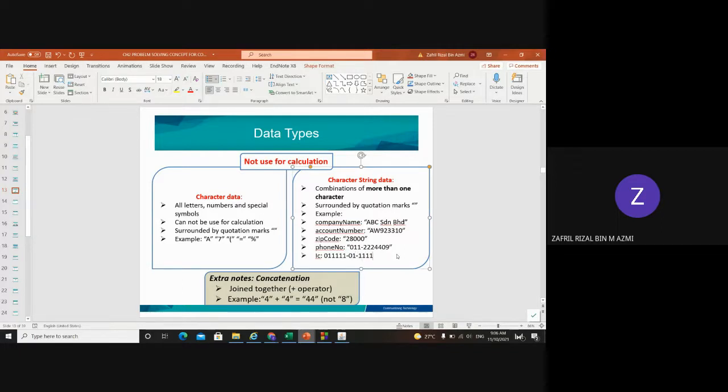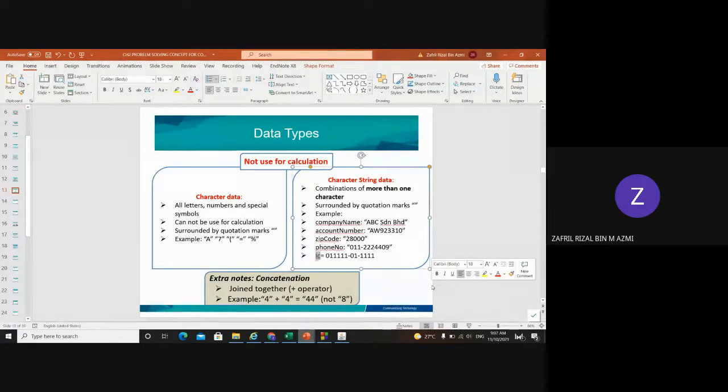Okay, 01, 1111, for example. My question is, can you use this value to be stored in a variable of the type numeric? You declare IC as numeric, and then the value is this value. Can you declare IC as numeric? Any idea? I think cannot. Why cannot? No quotation marks.